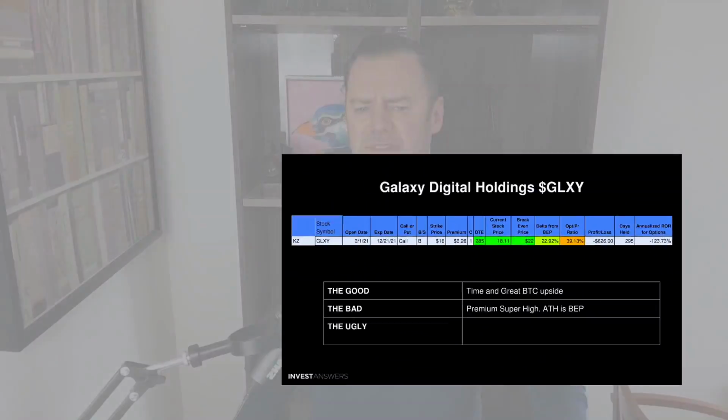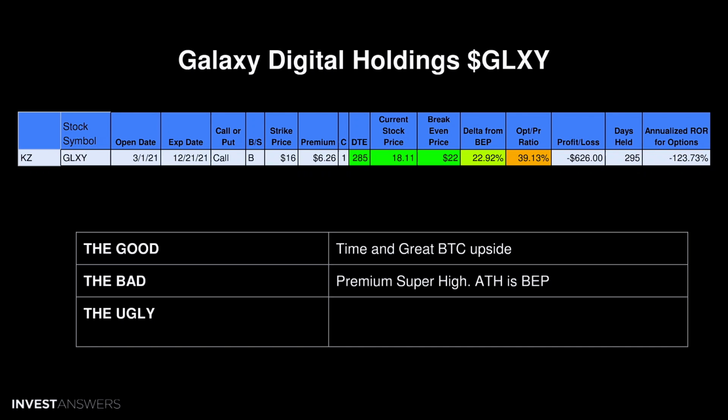This is GLXY Digital. Again, GLXY price today is $18.11. Strike price on this option is $16, which is good. The premium paid was $6.26. The break even is $22. The delta from break even is 23%, so the stock needs to move 23% to make this trade work. And the option to premium ratio is high.